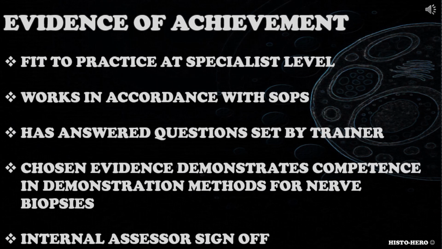Each subsection also has evidence of achievement. This is a part where your training officer signs you off as competent and fit to practice as a BMS at the specialist level. The training officer will confirm that you can work in accordance with local SOPs relevant to this section. They will also confirm that you have answered questions set by them to test knowledge and skills relevant to this section. And they will confirm that your chosen evidence demonstrates your competence relevant to this section. You will need to be signed off as competent by an internal assessor for this section. This can be your training officer, senior BMS overseeing this section, or a training lead.